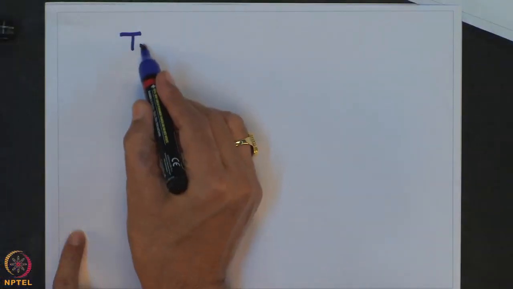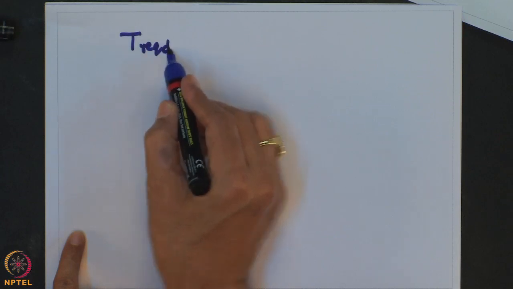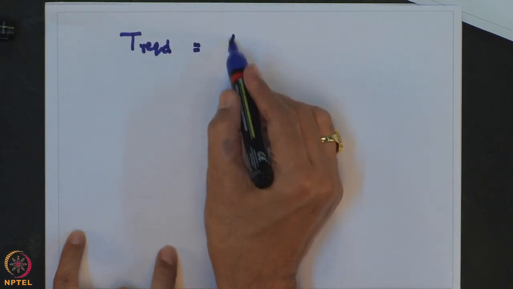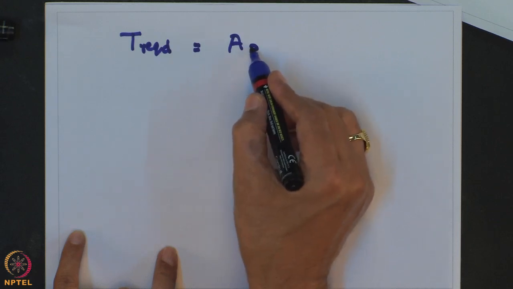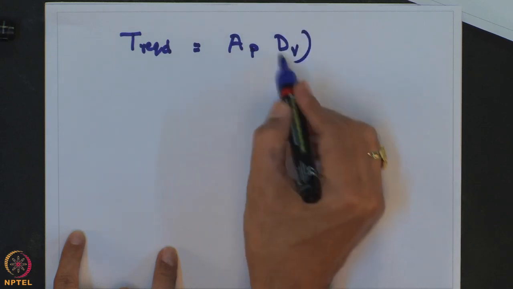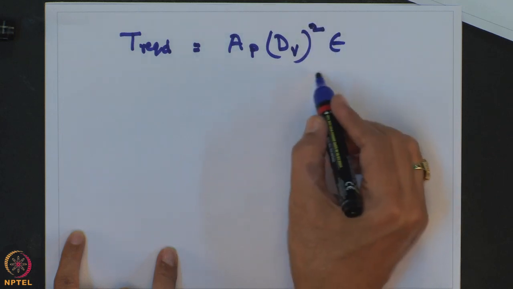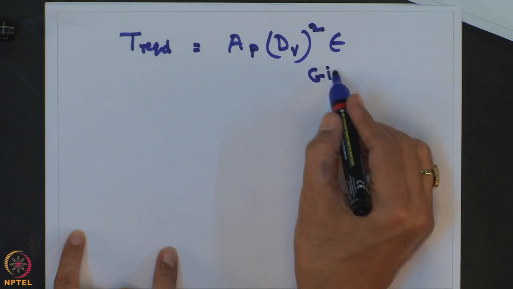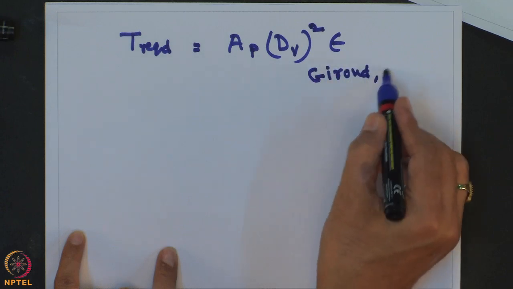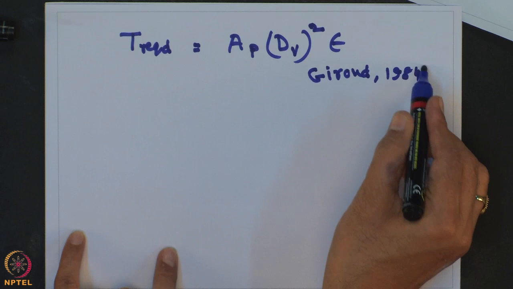Now, from this you can determine what will be the tensile strain required of the geotextile material. So, T required will be equal to AP into dV square into epsilon. So, this is given by Giroud in 1984.